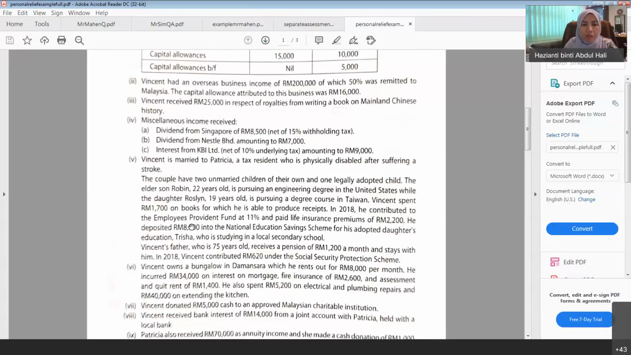He deposited 8,000 into the National Education Savings Scheme for his adopted daughter's education, Trisha, who is studying in a local secondary school. Alright. What about the adopted child? Can he claim relief? Can Vincent claim relief? Can or cannot?